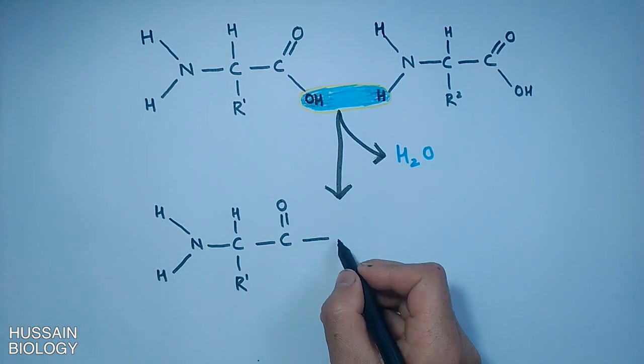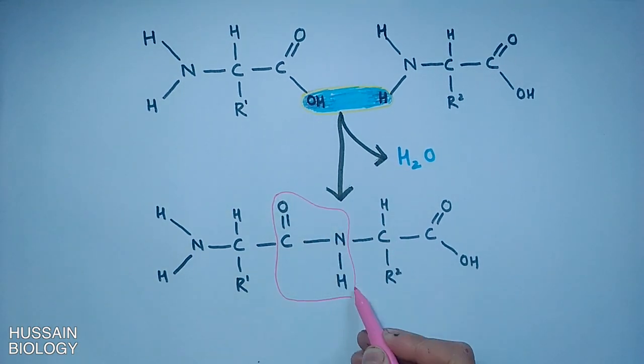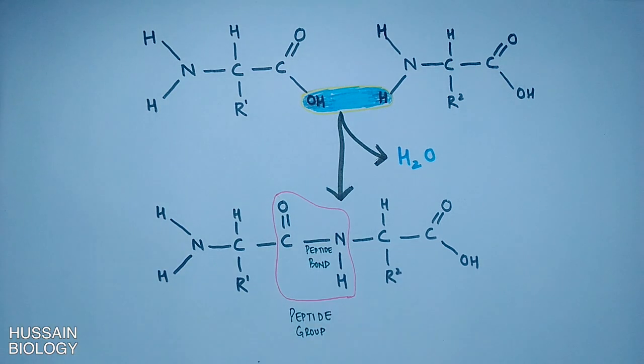The two joined amino acids are called a dipeptide. In this diagram, this is the peptide group and the bond between carbon and nitrogen is the amide bond termed as peptide bond. So what we saw in this reaction is the loss of water. Hence this process is a dehydration synthesis reaction also.